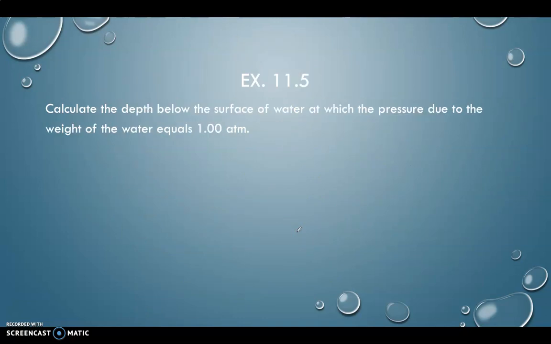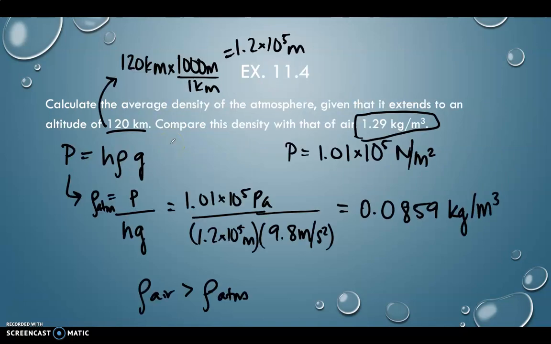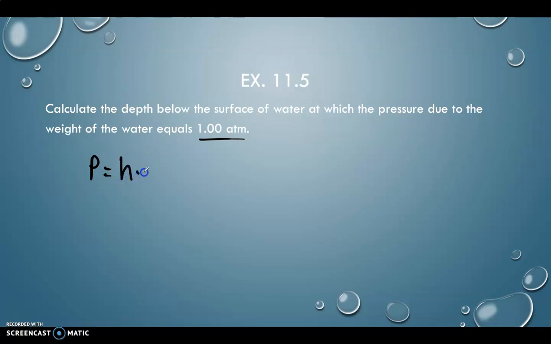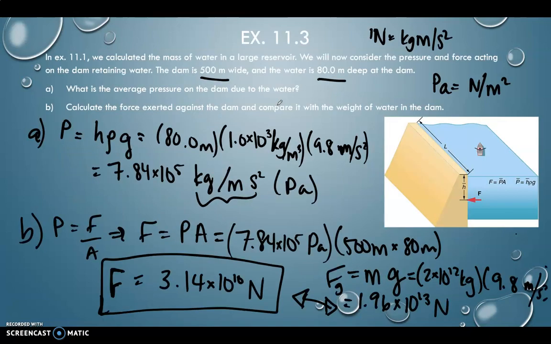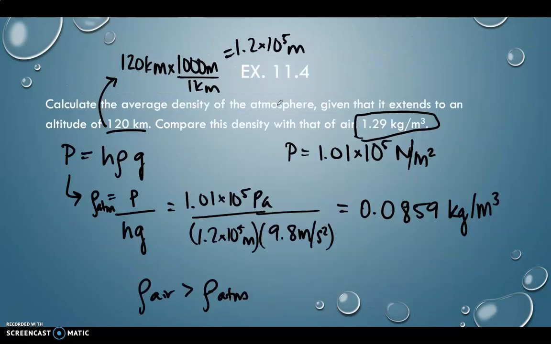Let's move on to example 11.5. Calculate the depth below the surface of water at which the pressure due to the weight of the water equals 1 atmosphere. So what depth do we need to be at for the pressure to be equal to 1 atmosphere? So pressure, again, is H, density times gravity. Now the density of water, what was the density of water? I believe we used it before. Yes. It's 1 times 10 to the 3rd.